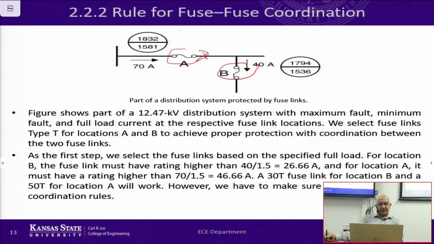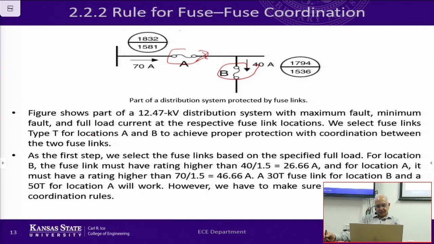Okay. Similarly, for the fuse A, you pick 50. So 50T will melt at 100 amps. The full load current is 70 amps, so you have a 30 amp margin. So that's how you select fuse. Now the next thing we want to do is make sure that these two fuses are going to coordinate with one another for the given fault currents.